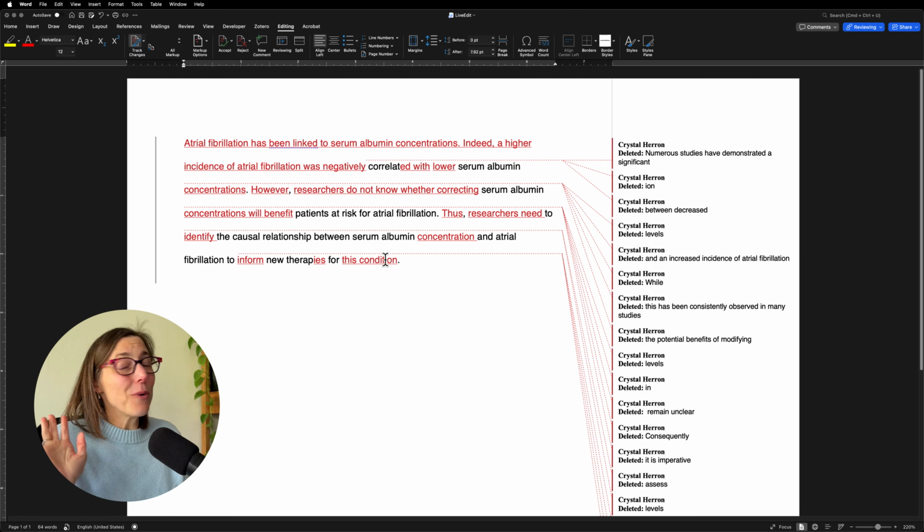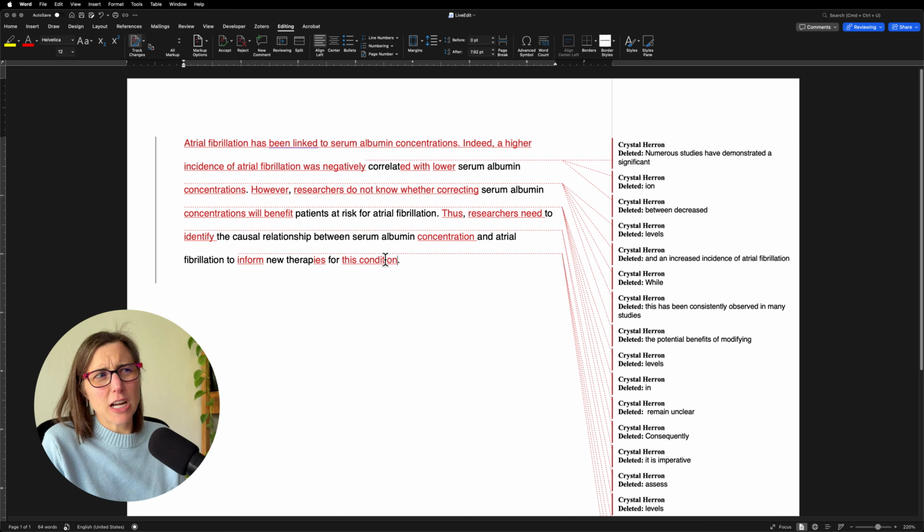But what we have now, I will read the whole thing. Atrial fibrillation has been linked to serum albumin concentrations. Indeed, a higher incidence of atrial fibrillation was negatively correlated with lower serum albumin concentrations. However, researchers do not know whether correcting serum albumin concentrations will benefit patients at risk for atrial fibrillation. Thus, researchers need to identify the causal relationship between serum albumin concentration and atrial fibrillation to inform new therapies for this condition. Not bad for a first pass. I might make a few other changes, one being that causal relationship thing, and maybe a couple other things. But as a first pass, that's not too bad.